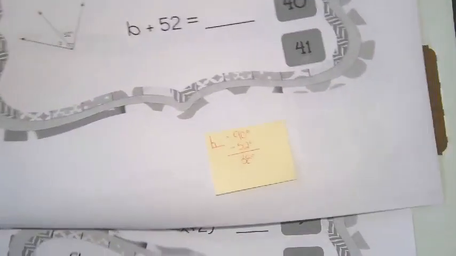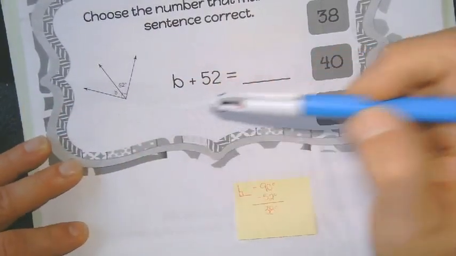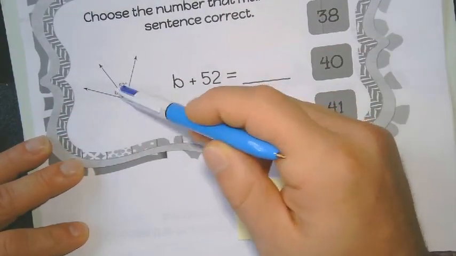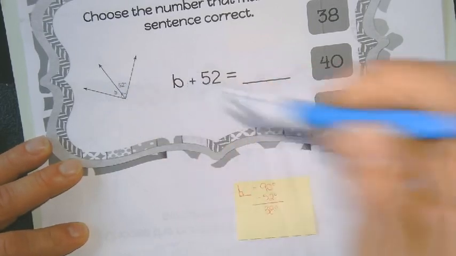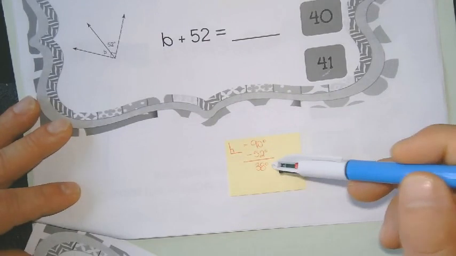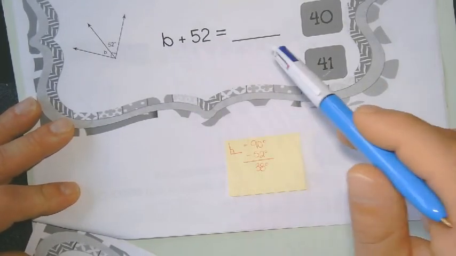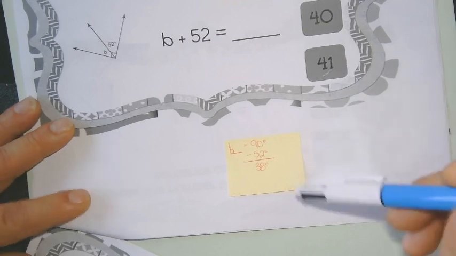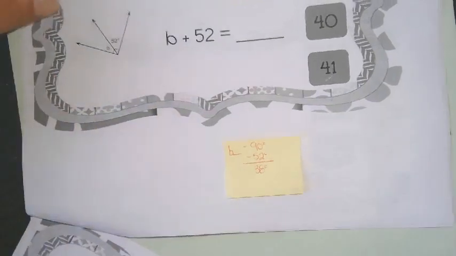For the next one, there's an easy way to tell what kind of angle. We have the square in the corner, so we know it's 90 degrees. 90 minus 52 will give you B. 90 minus 52 is 38, and if we put 40 or 41 in, we can see that they do not equal 90 degrees. So the complementary angle of 52 would be 38.